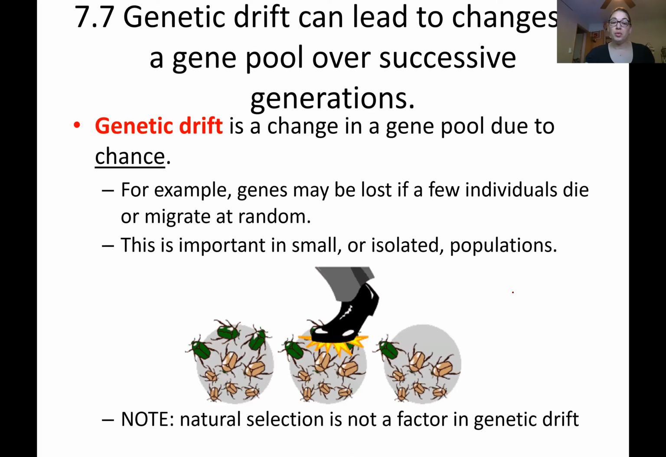In this example, we have beetles, two different sizes and two different colors of beetles. By random chance, two of them have been eliminated. That is going to change the gene pool, and that can lead to genetic drift. So now there's only one where there were three before. That affects the genes that are in the population. Natural selection is not a factor in genetic drift. This is random. It has nothing to do with fitness.